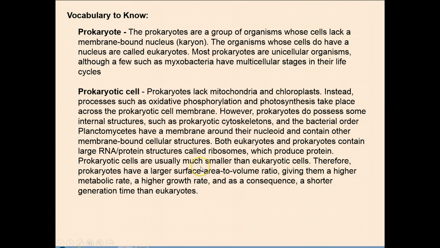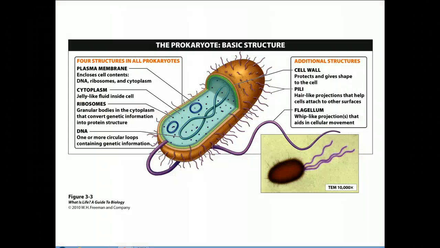Both eukaryotes and prokaryotes contain RNA and protein structures called ribosomes, which produce protein. Prokaryotic cells are usually much smaller than eukaryotic cells. Therefore, prokaryotes have a large surface area to volume ratio, giving them a higher metabolic rate, higher growth rates, and as a consequence a shorter generation time than eukaryotes. So prokaryotes can have a generation time of about 20 minutes or so. In other words, they can divide every 20 minutes. Think about that every time you leave potato salad outside, and come back later and see how well you feel in about 3 hours.